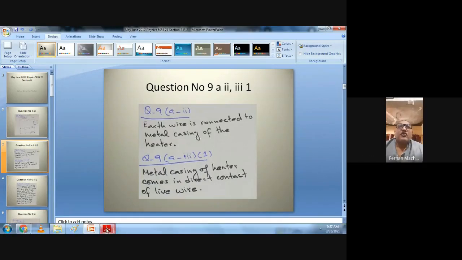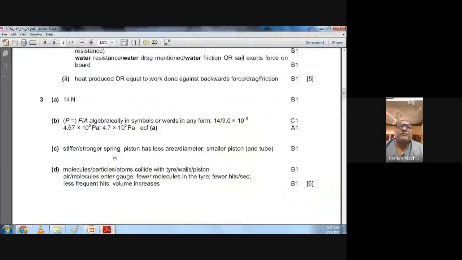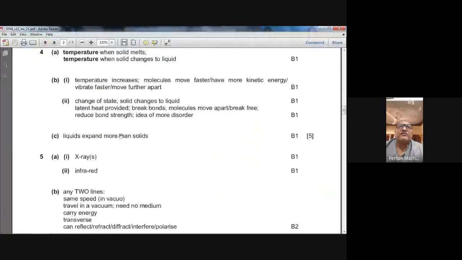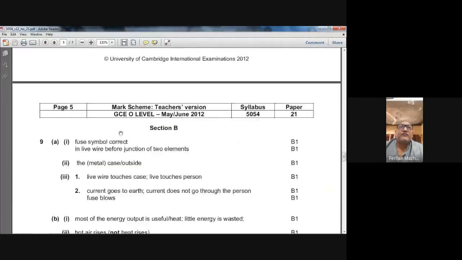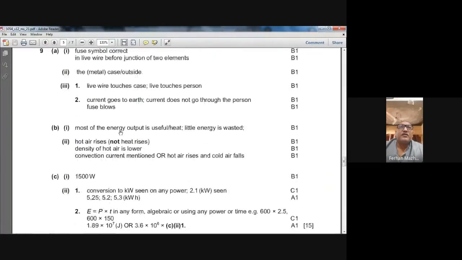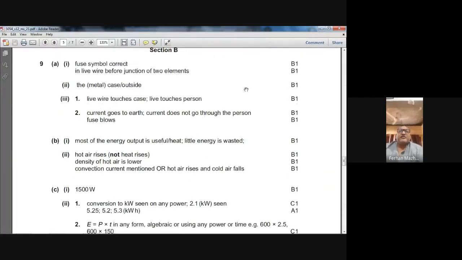Okay. Yes, sir. So let me check the marking scheme also. We are on question number 9. You see, the marking scheme is now showing on your screen. The fuse symbol correct in the live wire before the junction of the two elements. We are done with this. The metal case outside, that was the second part. Live wire touches the case. Live touches person. Okay, so this is what we have to write.